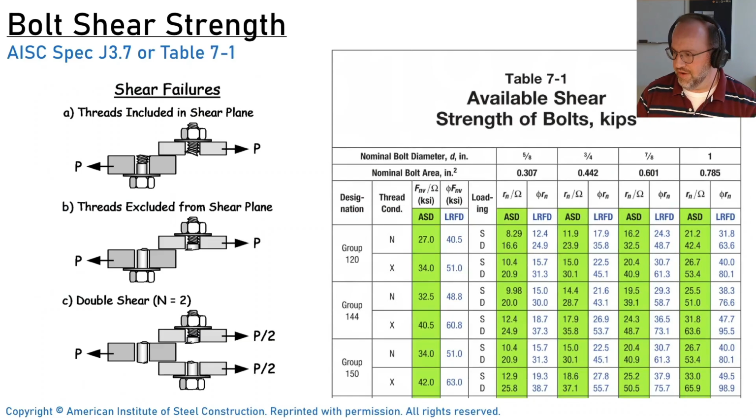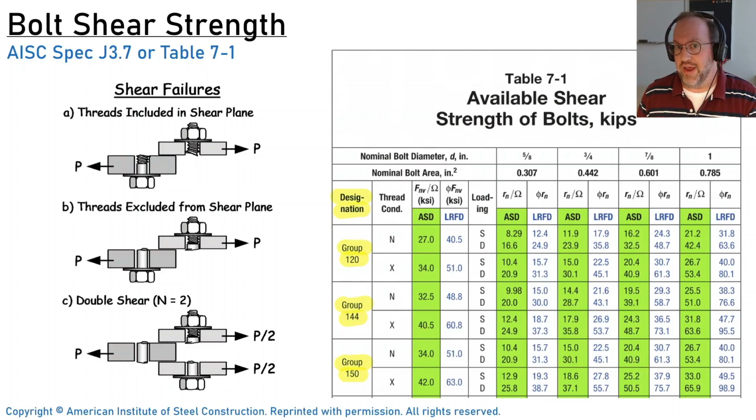So let's get into some details. Let's look at some bolt shear strength. This is specified in the AISC spec J3.7, but honestly, I usually just go to Table 7-1 because it has all the information that we need. The first thing that you're going to need to know is your bolt designation. So it's listed here: group 120, group 140, or group 150. If you're looking at past versions of the code, that's group A, B, or C. But it means the same thing.